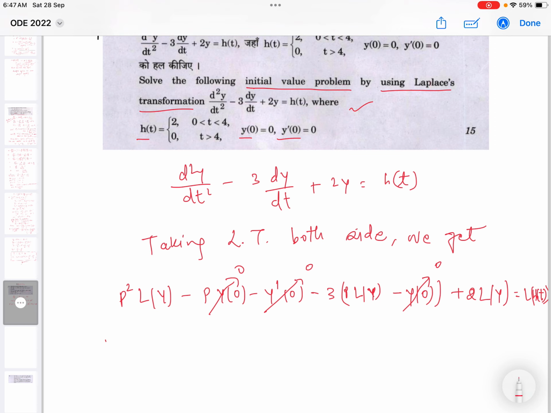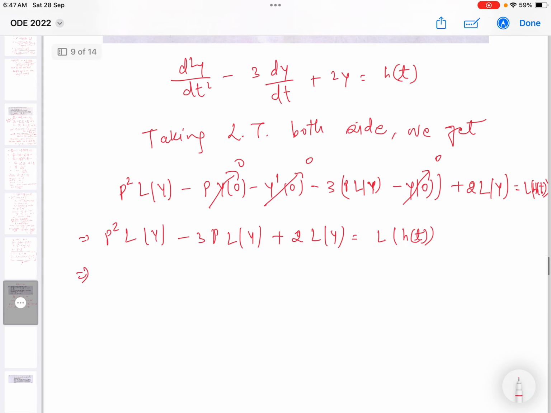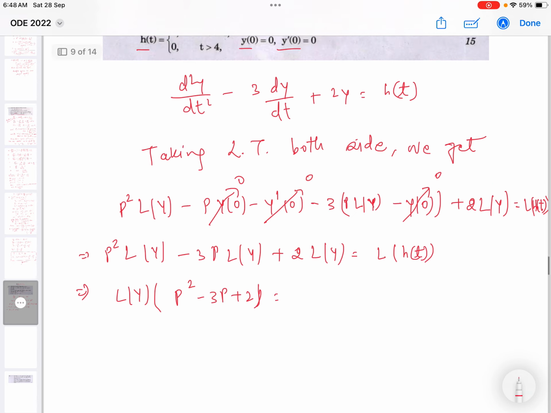it will become p square Laplace transform of y minus 3p Laplace transform of y plus 2 times Laplace transform of y equals Laplace transform of h of t. Fine. We segregate it: Laplace transform of y times p square minus 3p plus 2. Now we take Laplace transform of the RHS.